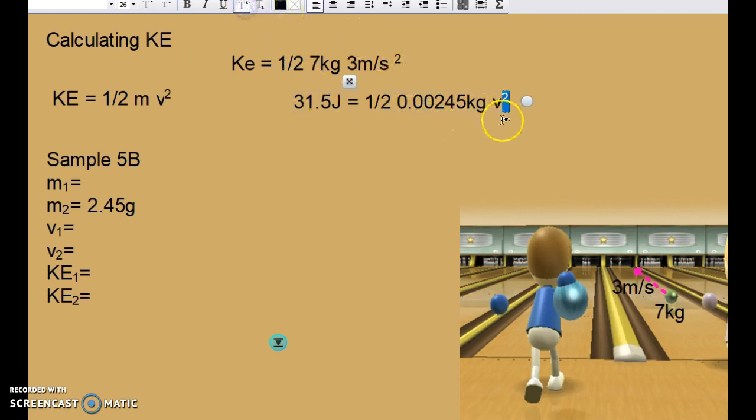So when you do your math here and you take half of the mass and divide that over, you get something like 25,000 something. And then when you square root it, you're left with a velocity. I believe the velocity comes out to about 502 meters per second.